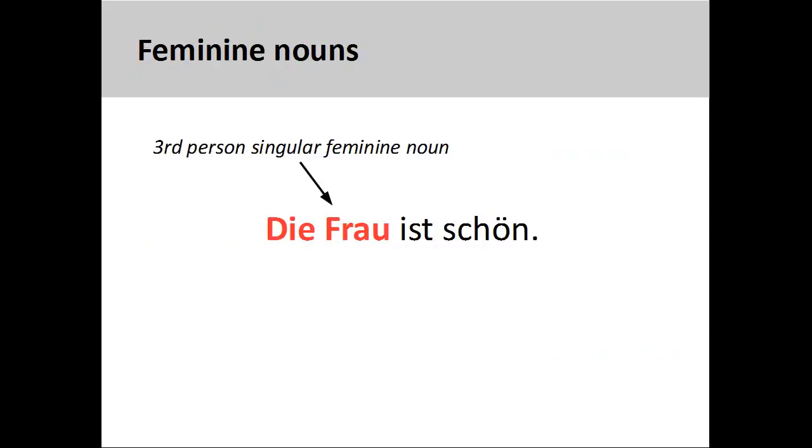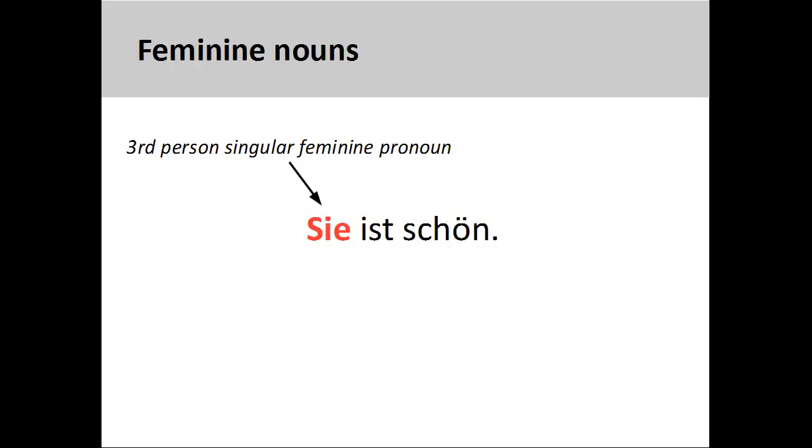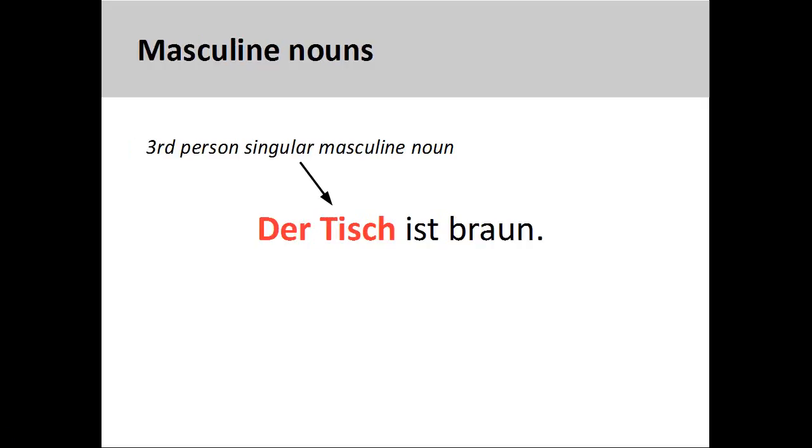For instance, in the sentence you see on the screen, die Frau ist schön, the woman is beautiful, the feminine noun Frau can be replaced by the third-person singular feminine personal pronoun sie, she. This makes sense as the substitution is based on biological gender. German also makes substitutions based on the grammatical gender of the noun.